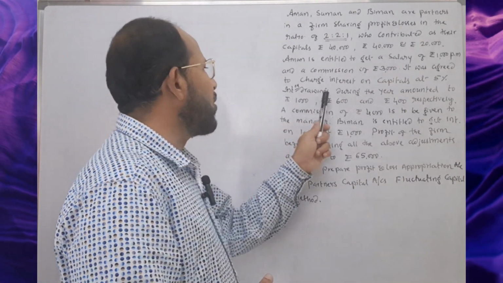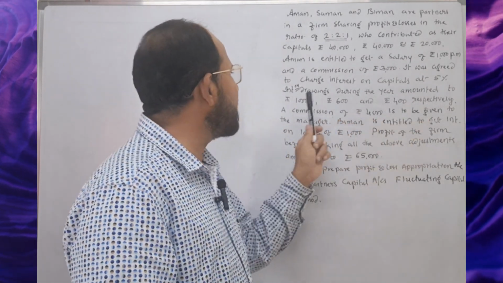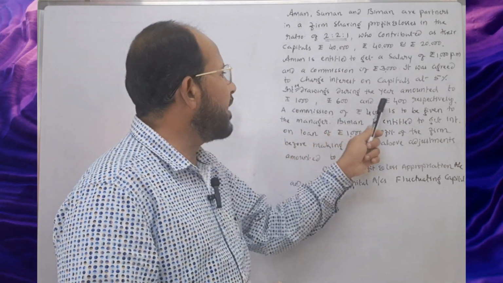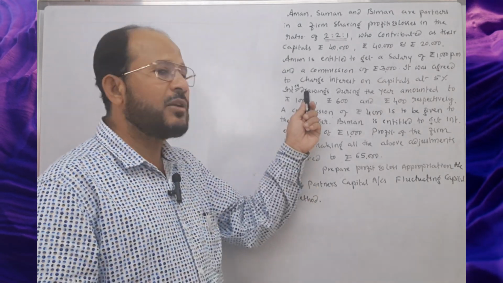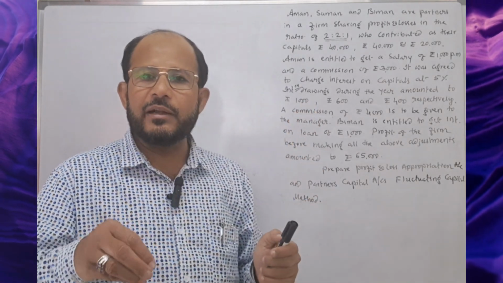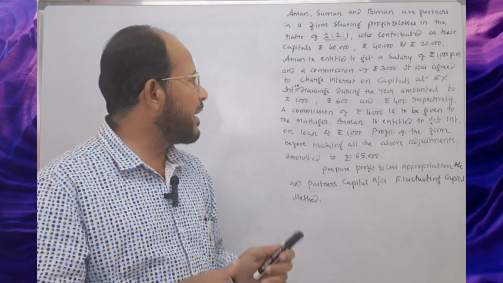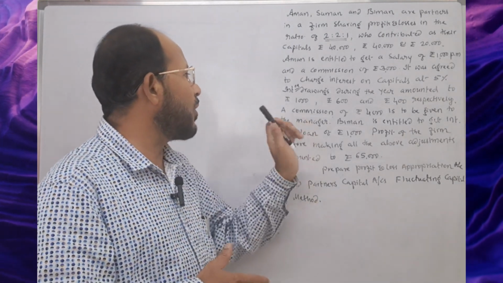Next one is interest on drawings during the year amounted to rupees 1600 and rupees 400 respectively. You should be very careful here. This is not the amount of drawings. This is the interest on drawings. Whatever the interest has come, that is given here in the problem.